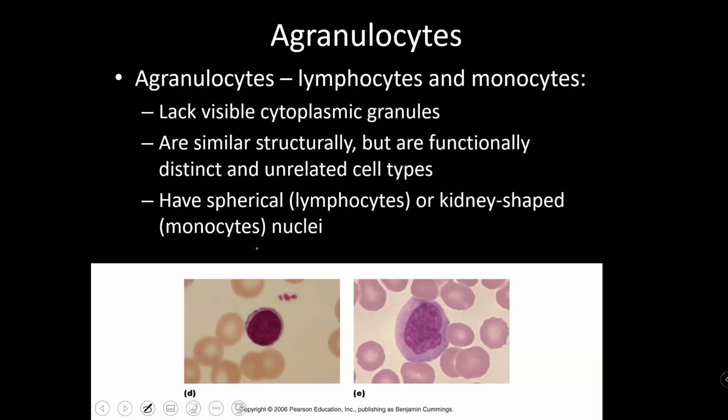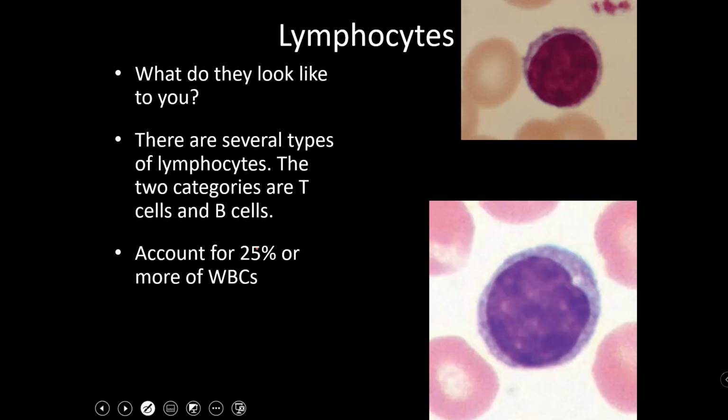Your agranulocytes. There's two that we are going to talk about here. Neither of them have granules within their cytoplasm. First of those is the lymphocyte. Now, there's different kinds of lymphocytes. You can even see different ones in the bloodstream.